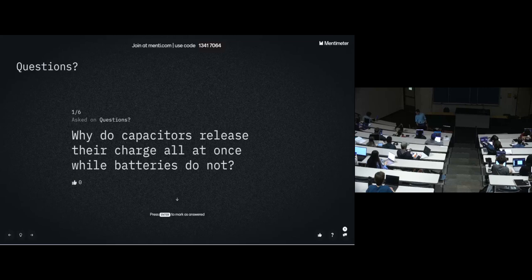Why do capacitors release their charge all at once while batteries do not? Capacitors don't always release all their charge at once. They only do if you short the circuit between the capacitor plates. Then they would release their charge all at once. If there's a resistor between them, then it turns out that it doesn't release the charge all at once because the resistor is going to impede the flow, the current of the electrons. Batteries, at least most of the ones that I know, have some sort of chemical reaction that would take place over time as demand needs instead of shorting out all of the charge that exists there.